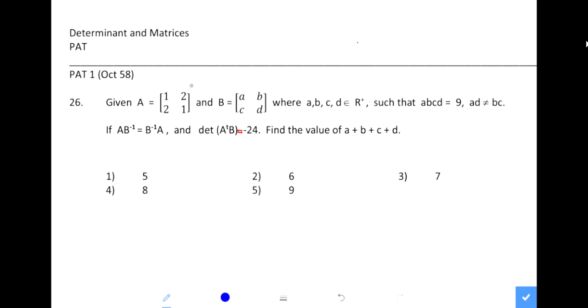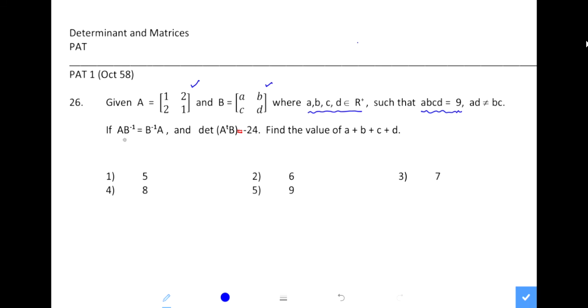This problem, you have this matrix A, you have this matrix B, and then you have this information. A, B, C, and D are members of all positive real numbers. So all of them are not negative, they are all positive. And then you have one more piece of information: the product of all of them is 9. All of them are positive, and you multiply all of them, you get 9. Okay, AD is not equal to BC. This is useful information. This one, I don't know it, you just have to find more clues of it.